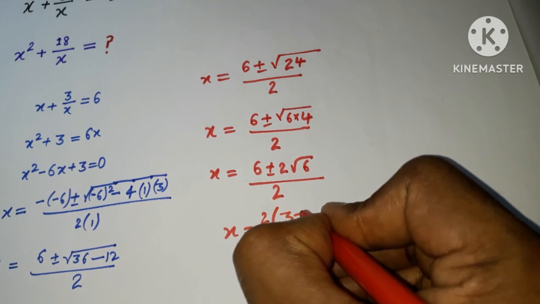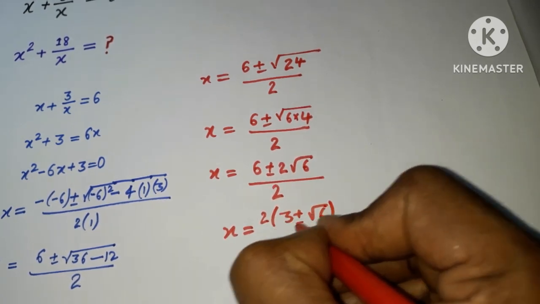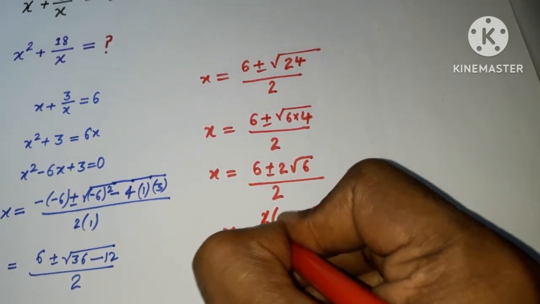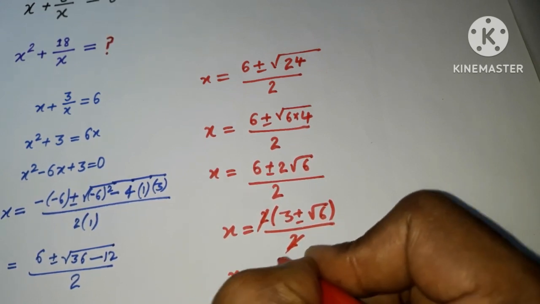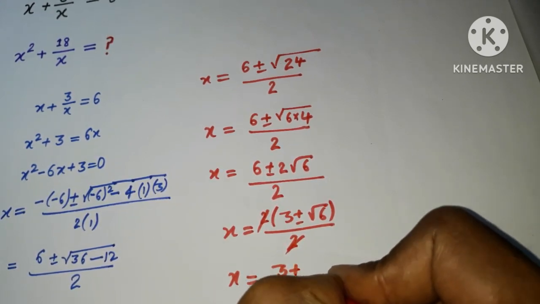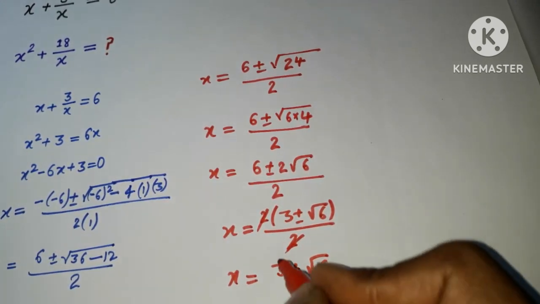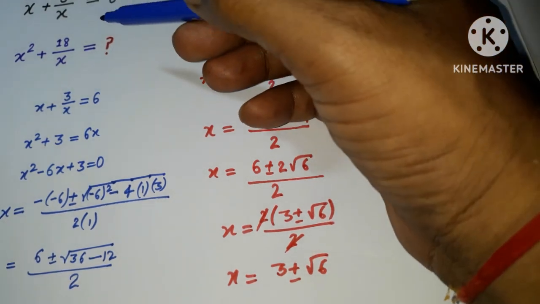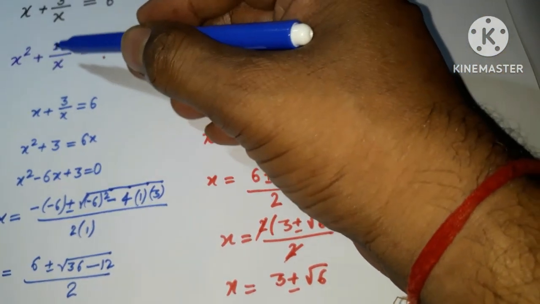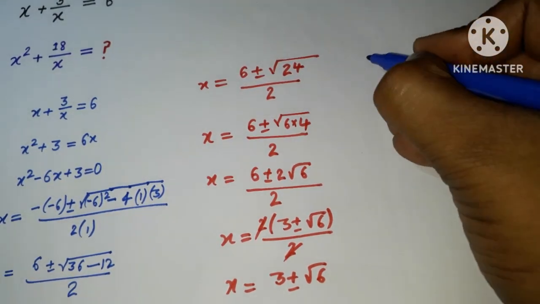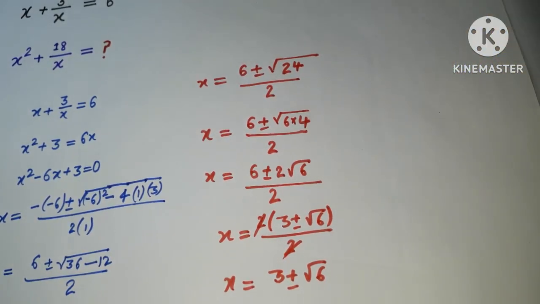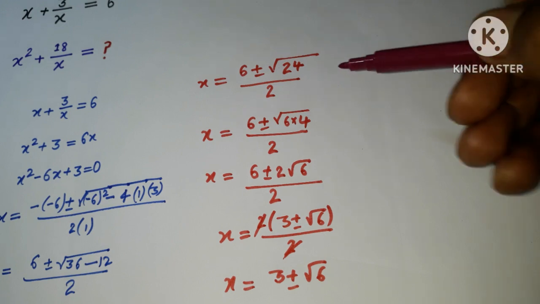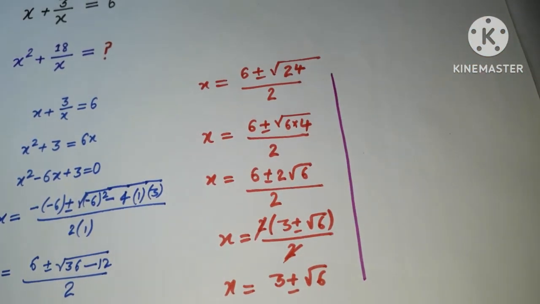So x is equal to, taking 2 common, 3 plus minus root under 6 divided by 2, so the 2 is going to cancel, so we have x is equal to 3 plus minus root under 6. This is the value for x. And now I'm just going to put this value inside this one. So this can be written in this way.